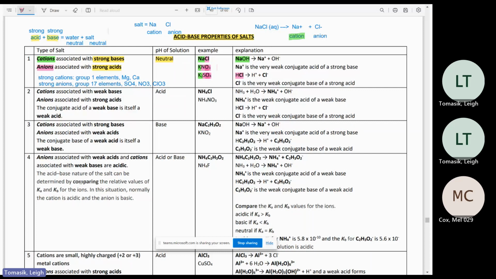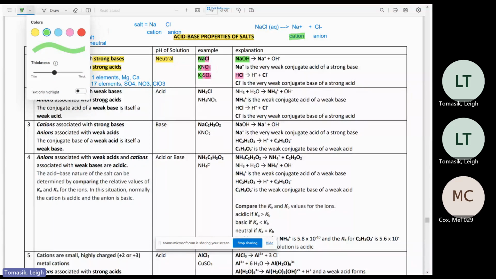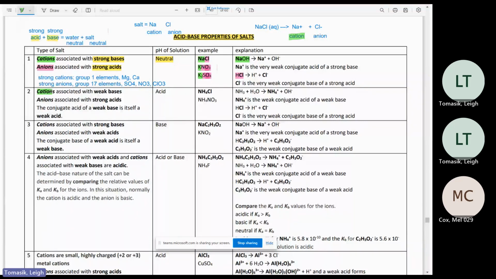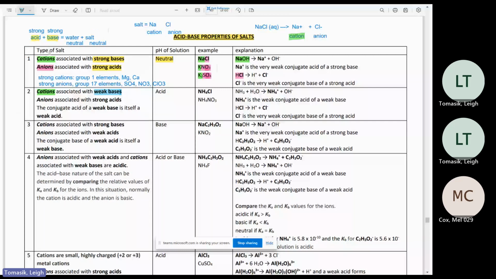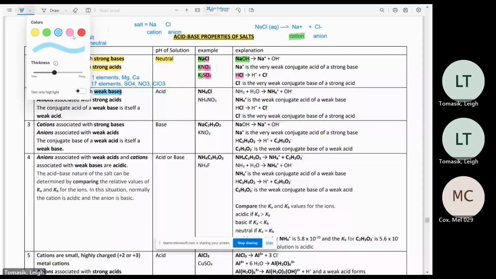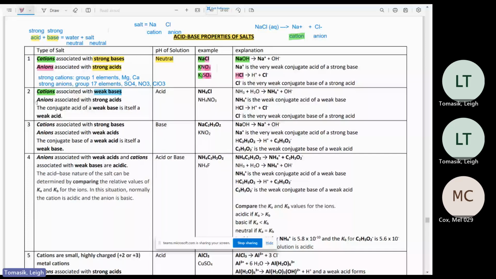Okay, the next situation that you can come across is if you have a cation from a weak base. So the cation is now from a weak base. Let's make weak bases blue. If something is weak, I'll highlight it blue. And the anion is from a strong acid. That means overall, your base is weak, your acid is strong, you are going to get an acid.